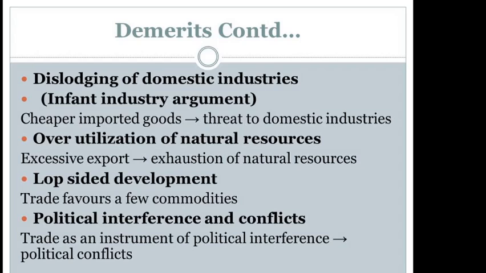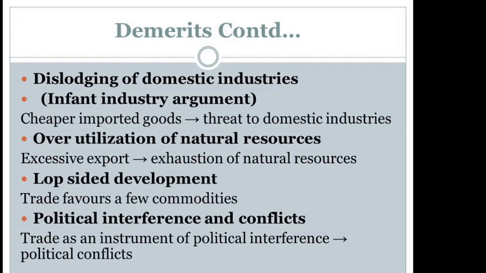Next point is the infant industry argument of dislodging of domestic industries. This is a very important argument against international trade. International trade has an adverse effect on the development of home industries or domestic industries. It poses a threat to the survival of infant industries. Due to foreign competition and unrestricted imports, the infant industries in the country may collapse.